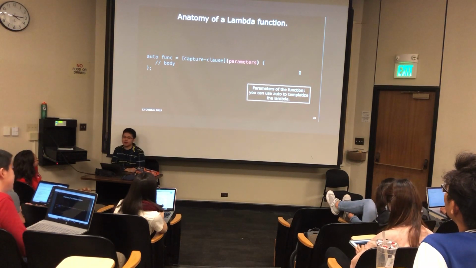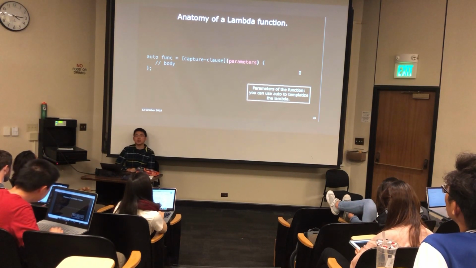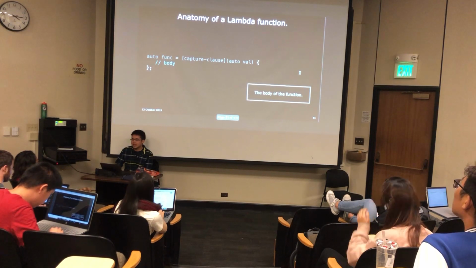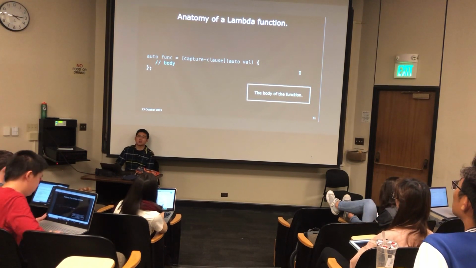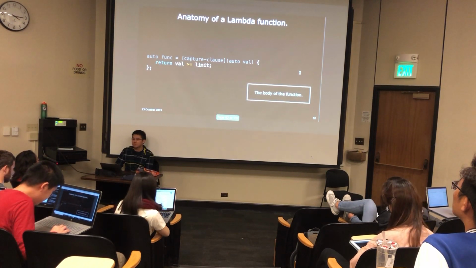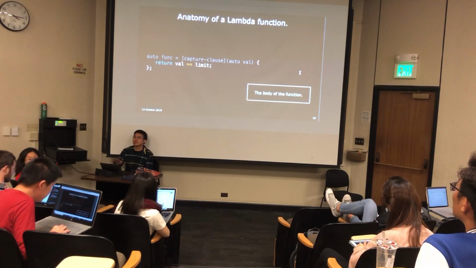Parameters work exactly as you expect from a function. It takes in some number of parameters. The cool thing about lambdas is you can use auto for the parameters. So let's just put auto, and then the body works exactly like a function. Put whatever you want inside your function. I'll stop right now. Are there any questions so far?